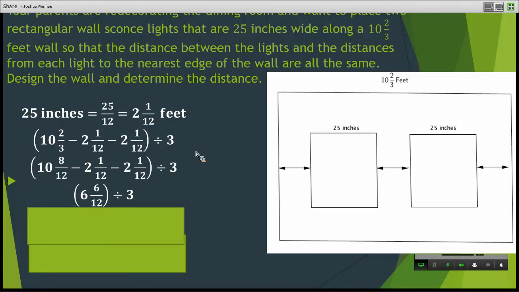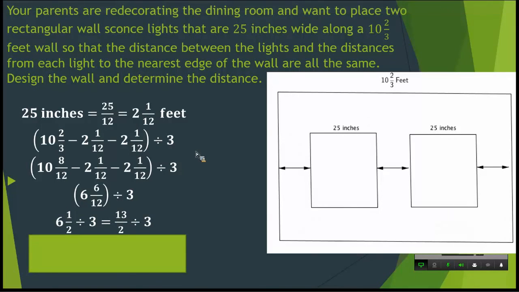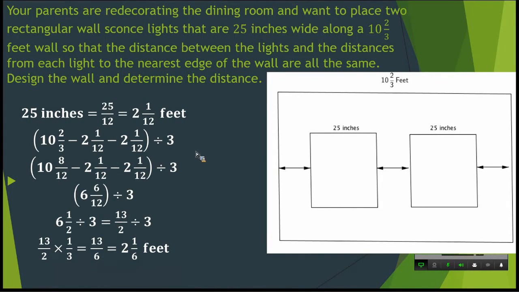We're going to divide that by 3. Well, 6/12 is the same as 1/2, so 6 1/2 divided by 3. That's the same as 13 halves divided by 3. If we have an improper fraction and we're dividing by a whole number, we're simply going to be having 13 over 6, or 2 1/6 feet as our answer.